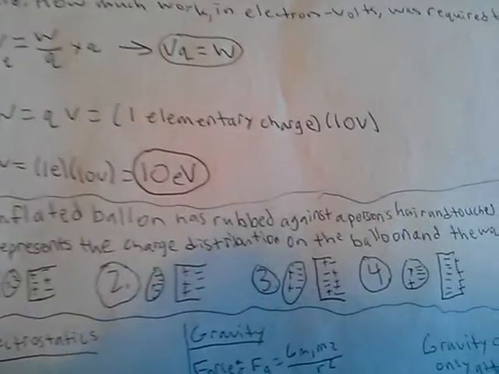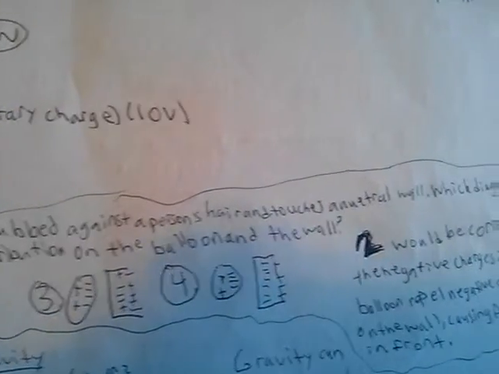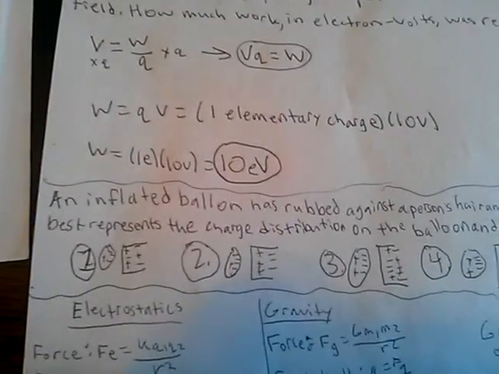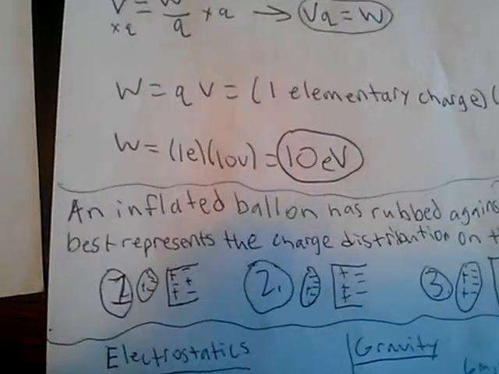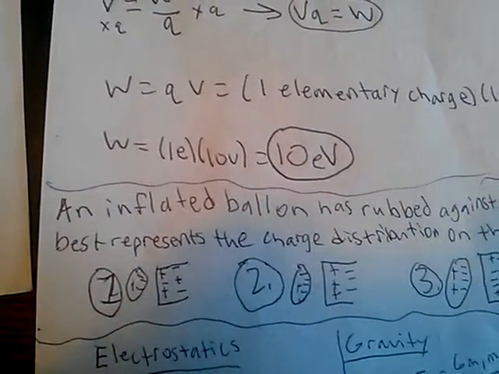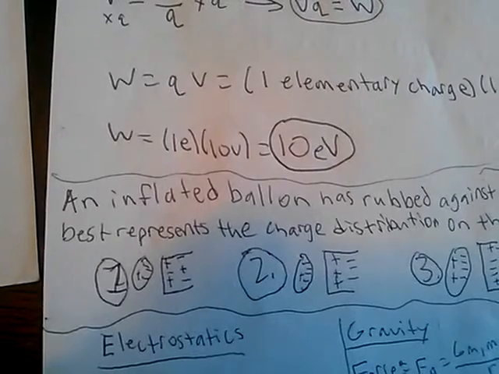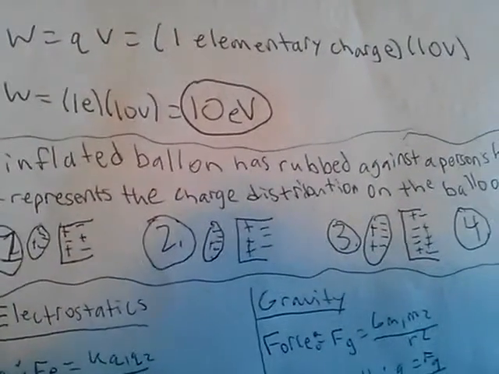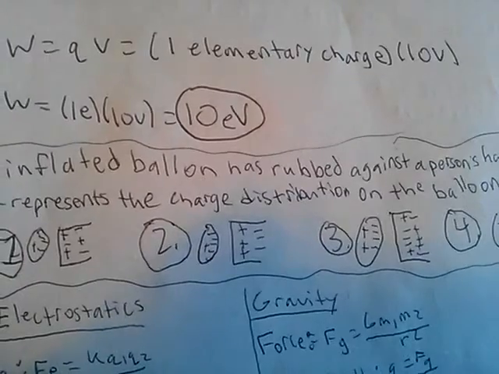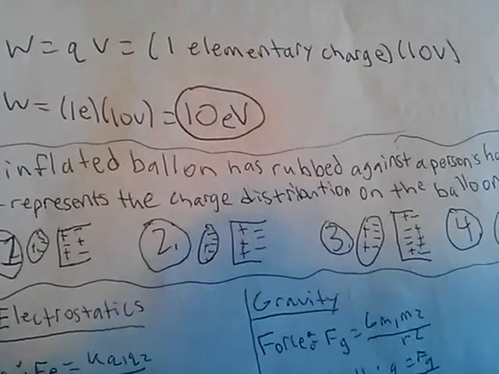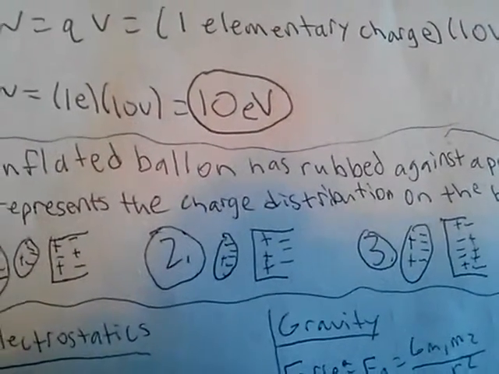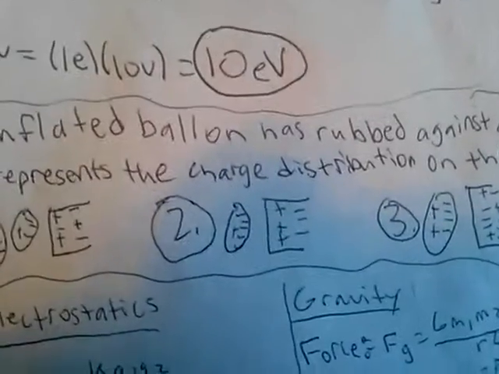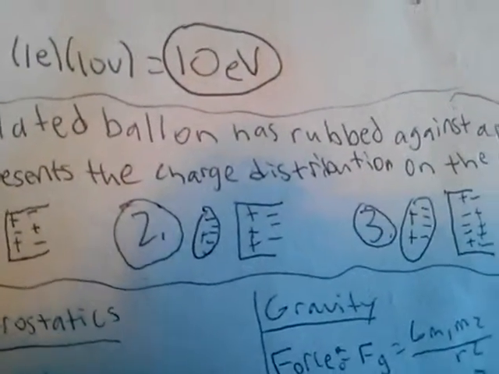An inflated balloon has been rubbed against a person's hair and touches a neutral wall. Which diagram best represents the charge distribution of the balloon on the wall? So the first one shows all the negatives on the balloon on the right side, and the wall closest to the balloon is positive and mixed negative. Diagram 2 shows negative on the side of the balloon closest to the wall, and then positive all on the wall closest to the balloon. So that's most likely going to be correct, because once again opposite charges attract while same charges repel. So a negative is attracted to positive, and the negative repels a negative farther away.